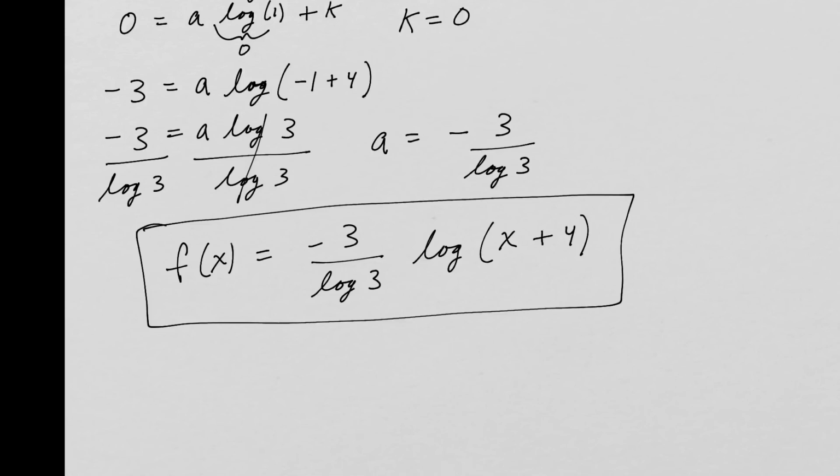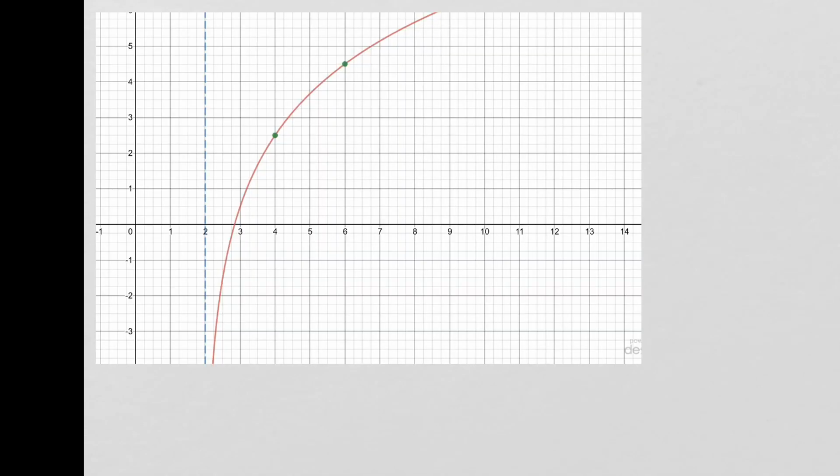Okay, let's do one more. This one will be slightly more complicated because now I want to do one where the k doesn't come out to be 0. We actually have to do a little bit more work. Okay, so here is my graph of the transformed log function, and I want to come up with the actual equation, right? The function itself.